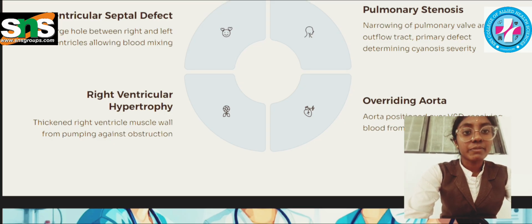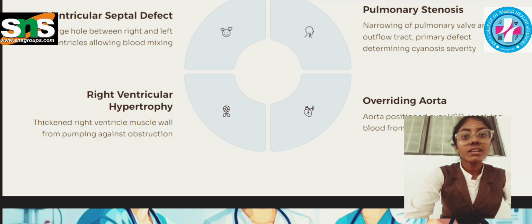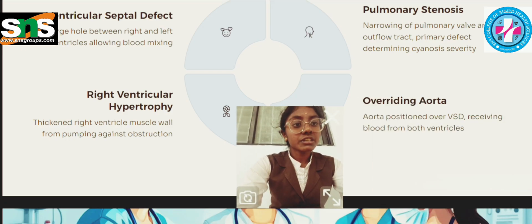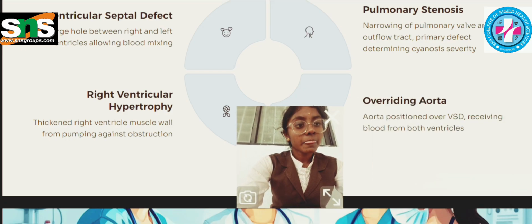Right ventricular hypertrophy. Here hypertrophy refers to enlargement: hyper means increased, trophy means increase in number, size, etc. The right ventricular muscle is thickened from pumping against obstruction. Overriding aorta: the aorta is positioned over the VSD, receiving blood from both ventricles.